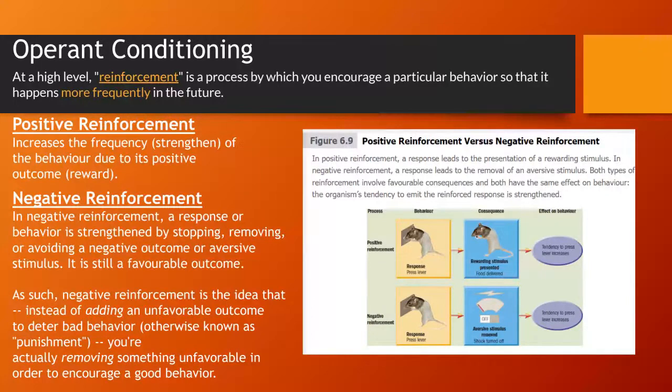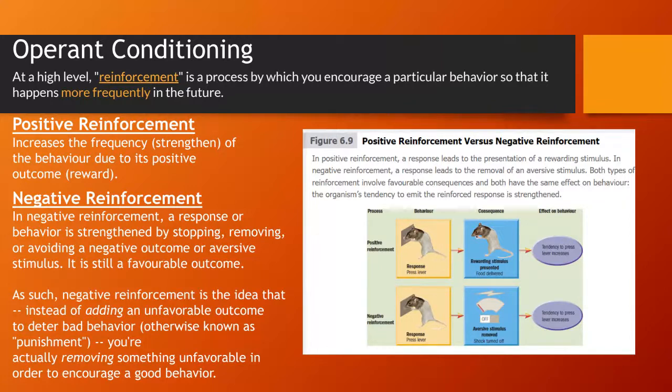So reinforcement, that's what we do. We reinforce behavior. At a high level, reinforcement is a process by which you encourage a particular behavior so it happens more frequently. Positive reinforcement. We're going to positively reinforce that behavior. We want to increase the frequency of that behavior due to its positive outcome. It gets a reward. So that's what we want to do. We want to increase how often that behavior happens. We're positively reinforcing it so that it happens more often.